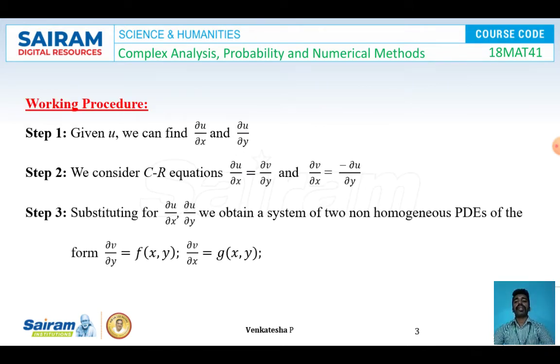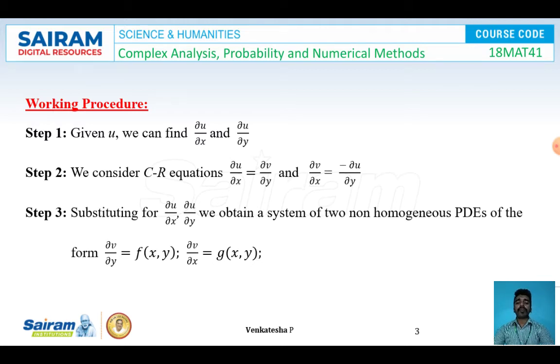Working procedure. Step 1. Given u, we can find the value of dou u by dou x and dou u by dou y. Similarly, given the value of v, we can find dou v by dou x and dou v by dou y. Step 2. We consider CR equations. Dou u by dou x is equal to dou v by dou y and dou v by dou x is equal to minus dou u by dou y. If u is given, I'm going to convert all u in terms of v by using CR equations. Suppose v is given, I'm going to convert all v in terms of u by using CR equations only.